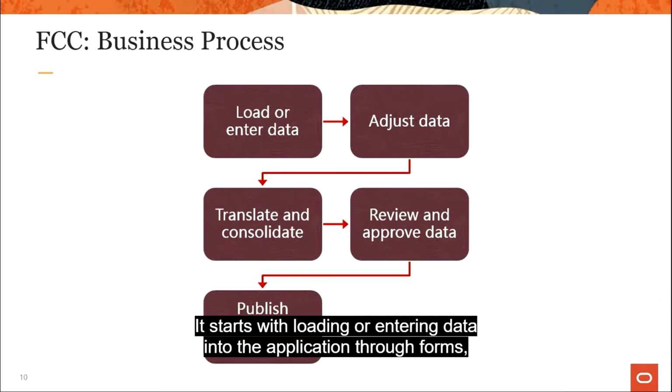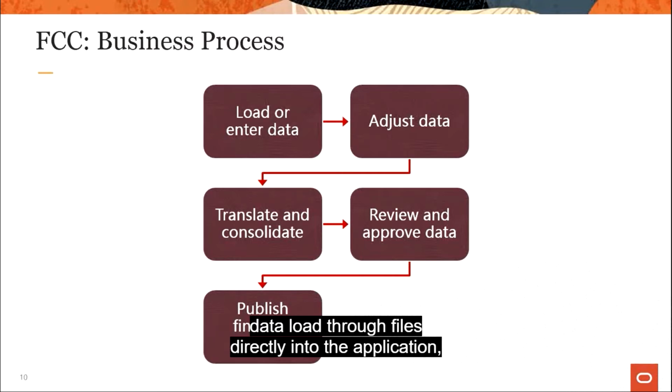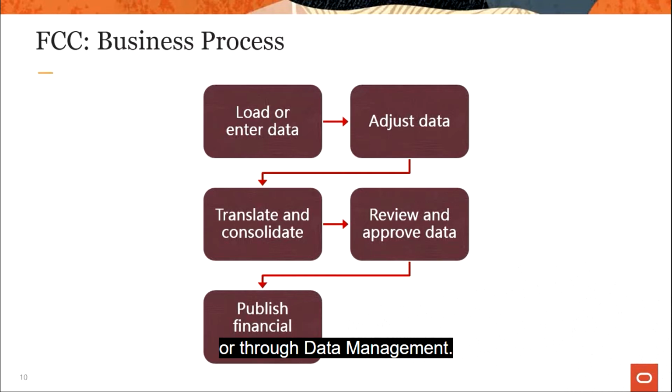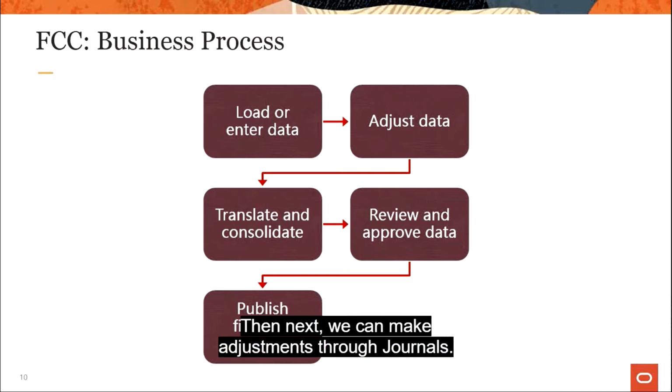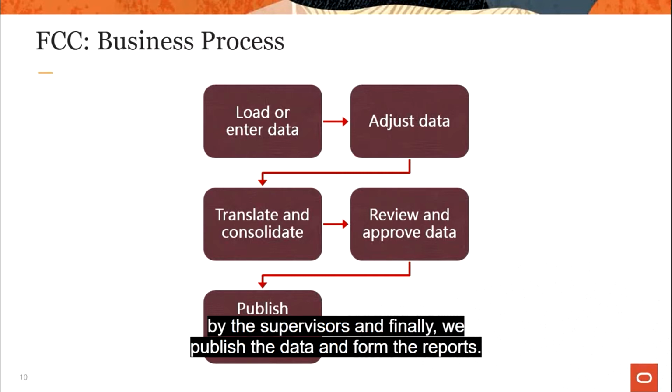In this slide, we can see the business process in FCCS. It starts with loading or entering data into the application through forms, data load through files directly into the application or through data management. Then next, we can make adjustments through journals. Then next, data is translated and consolidated by running predefined business rules in FCCS. Then this consolidated data is reviewed and approved by the supervisors, and finally we publish the data in the form of reports.